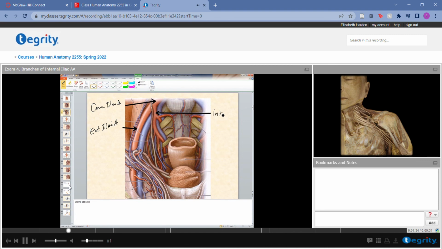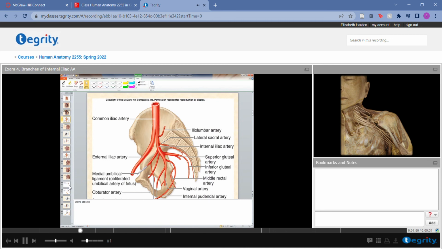So here is the internal iliac artery, and that's going to be the one that supplies all of the musculature and the skeletal and the tissue and the viscera, all of the organs in this pelvic region. So it's really quite important. This is the picture you guys have. It's kind of a super duper basic picture just to give you a general idea of the kind of things that we're looking at here.